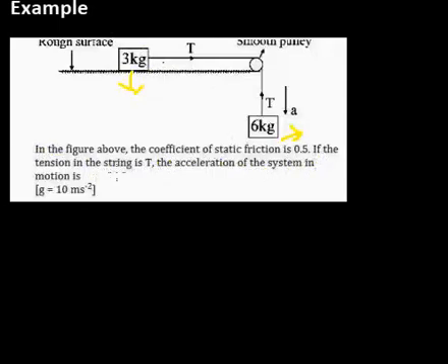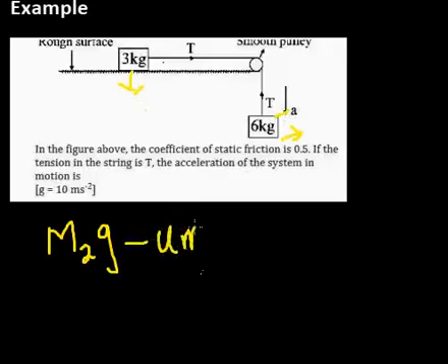If the tension in the string is T, the acceleration of the system is, so we are looking for the acceleration of the system. Don't forget the formula, okay? For this system to move, we have the formula: the tension, of course M2G, the tension of this pulling, minus the frictional force, which is mu times normal reaction, of course normal reaction M1G. This equals the net force.